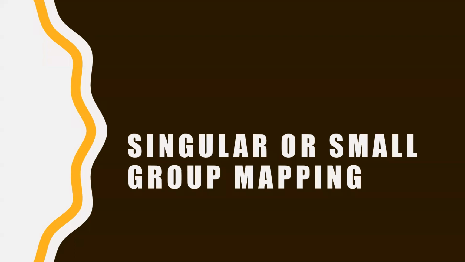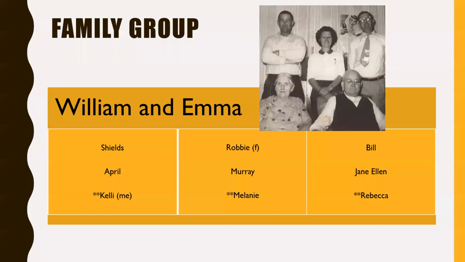So let's talk about singular or small group mapping, because there are 2 different kinds of mapping that you can do in DNA Painter. Singular and small group mapping is what I see the most of when I watch webinars and learn about how to use the tool. But there is another kind of mapping that I want to show you as well. So we'll start with singular or small group mapping.